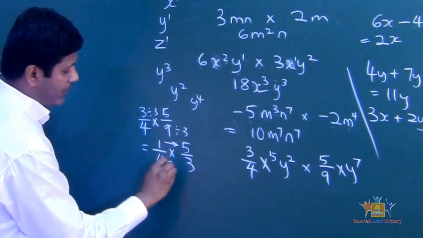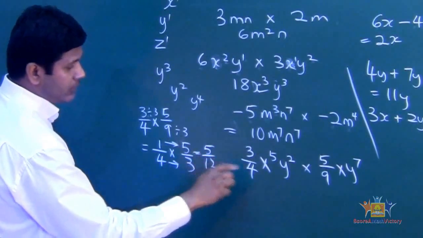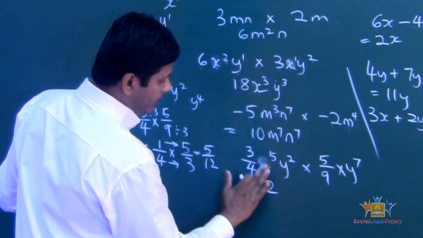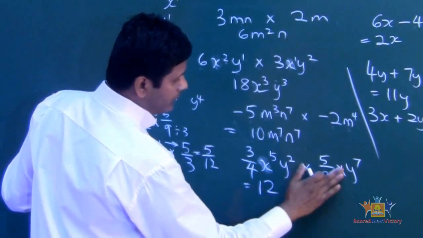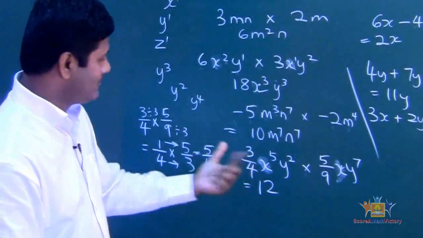Now I use the double arrow method. 1 times 5 is 5, 4 times 3 is 12. So that means this one is 12. Let's put the curved x, so that we can differentiate it from the times sign. Otherwise you're going to get confused.